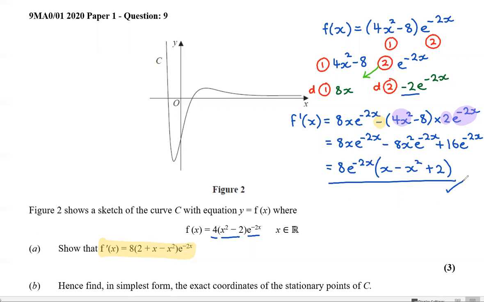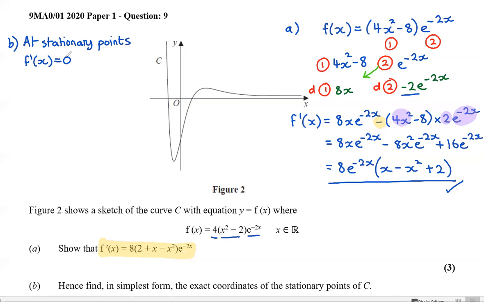So that looks good. Now for part B, it says hence, so using this information, find in its simplest form the exact coordinates of the stationary points of C. So that was part A. For part B, let's have a look at the stationary points. Remember the key definition of stationary points: stationary points occur when the gradient is equal to 0. So at stationary points, the gradient function f dash x is equal to 0.